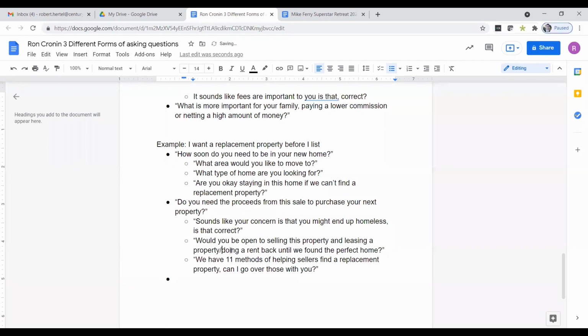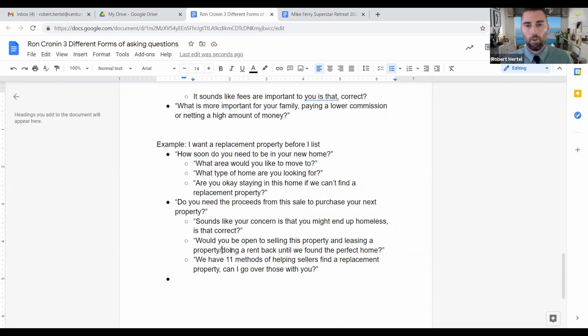So, would you be open to selling this property and leasing the property? Or would you be open to selling this property and doing a rent back until we found a perfect home? So it's more of a yes or no question. So that's a good catch. That's on me for mistyping that. Oh, there it is.